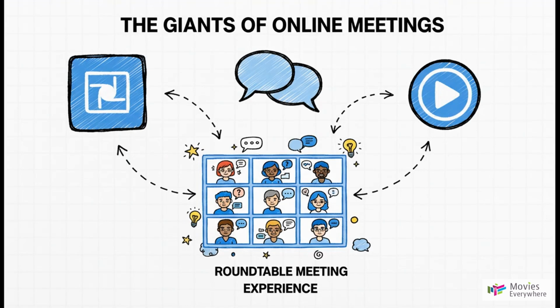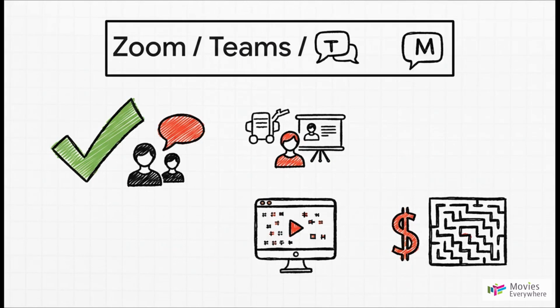Let's start with the big ones, the platforms that probably dominate your calendar: Zoom, Microsoft Teams, and Google Meet. These were all built first and foremost for that round-table meeting experience. And don't get me wrong, they are fantastic for interactive conversations. But the second you want to switch gears and do a webinar, it's a clunky, totally separate add-on. And we've all been there. Trying to play a video is just a glitchy, low-quality screen share. Oh, and trying to charge for an event? Good luck navigating the complex, expensive premium plans.